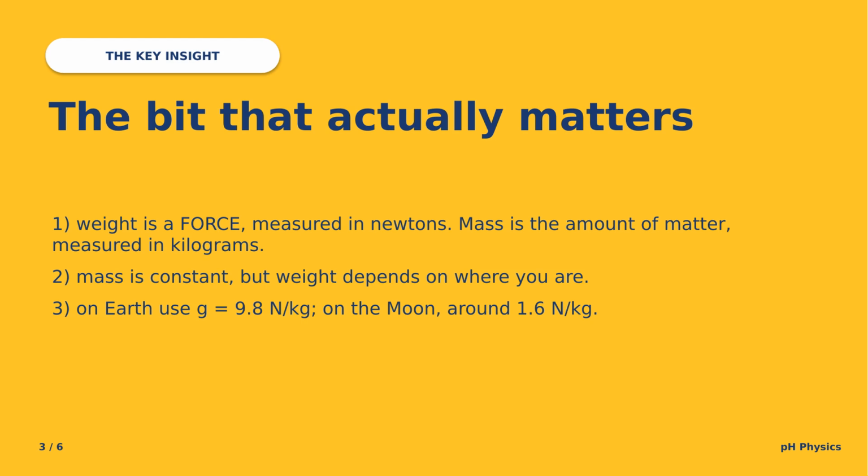Three things. 1. Weight is a force measured in newtons. Mass is the amount of matter measured in kilograms. 2. Mass is constant, but weight depends on where you are. 3. On Earth, use g equals 9.8 newtons per kilogram. On the Moon, around 1.6 newtons per kilogram.